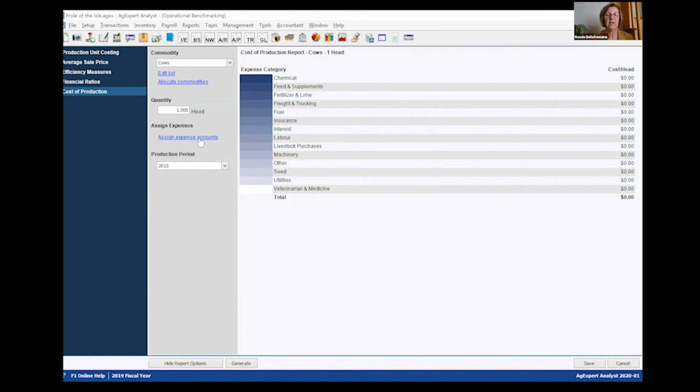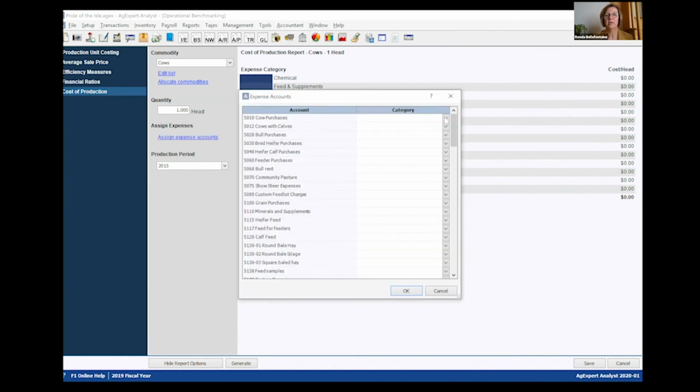So then the second thing that you do is you assign your expense accounts, and this is where you set up. So this allows you to do the different groupings. I'm not sure why this isn't here, but for example, my cow purchases would go in as livestock purchases. My cows with calves would go in as livestock purchases. So you set this up one time and you put all of the different accounts you're tracking into these groupings, and these categories or groupings are what you see listed here.